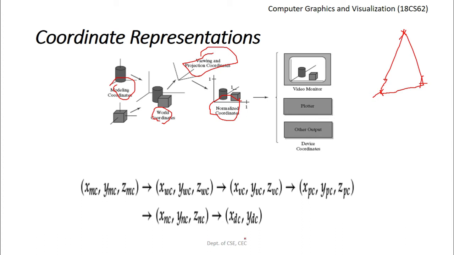So remember, the coordinates from the modeling scene, or the modeling coordinates, will be converted to world coordinates, which in turn will be converted to viewing coordinates, and then they will be converted to the projection coordinates. Then these coordinates will be converted to normalized coordinates, and ultimately these coordinates will be converted to device coordinates, and then the object will be drawn onto the screen.